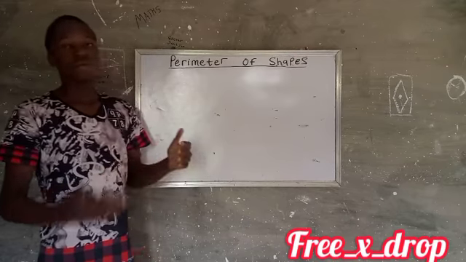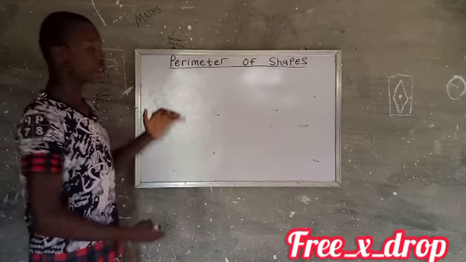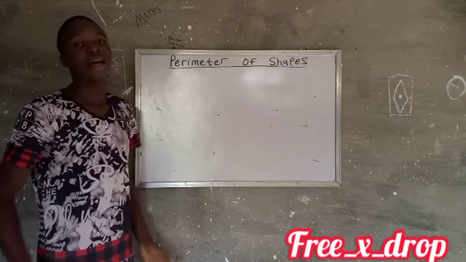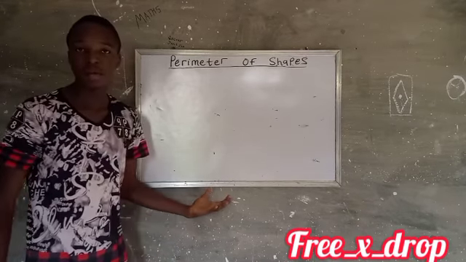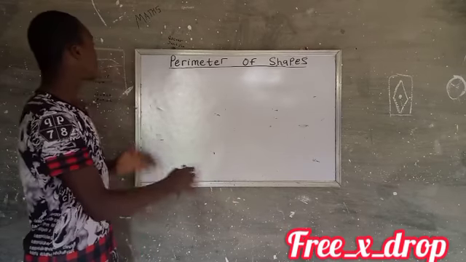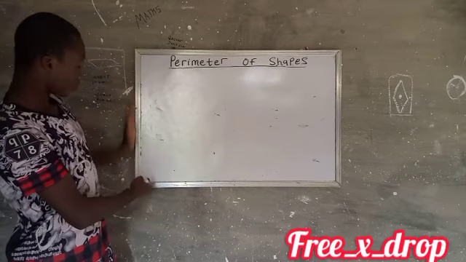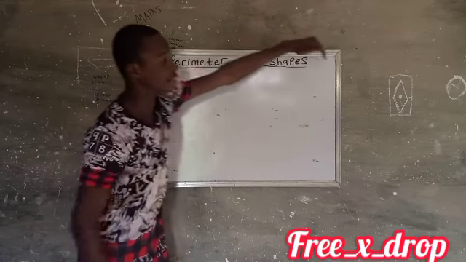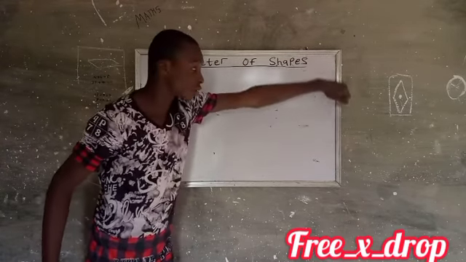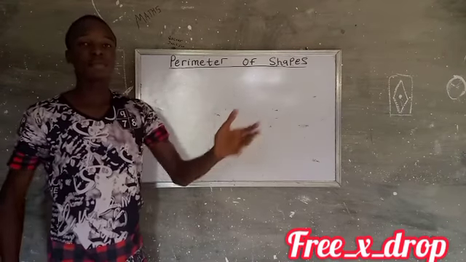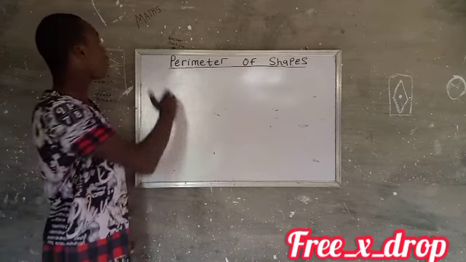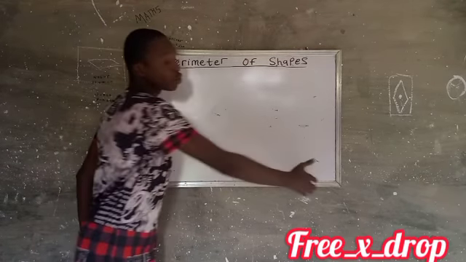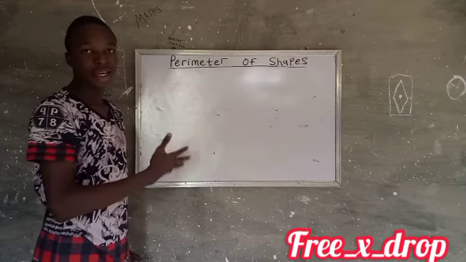For example, I will use this board. This board has a shape which you all know as rectangle. This board is rectangular in shape, and if you were asked to calculate the perimeter of this board here, you will take the measurement of this side and the top side, the bottom side, and the other side or the other breadth. So perimeter is simply the addition of all the external sides of any shape. The external sides of any shape.